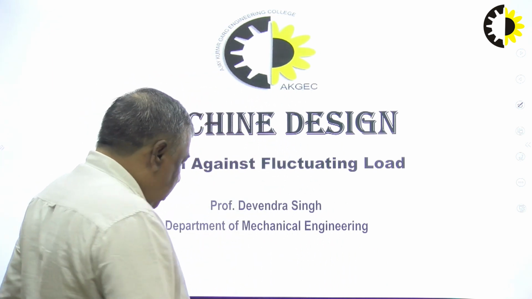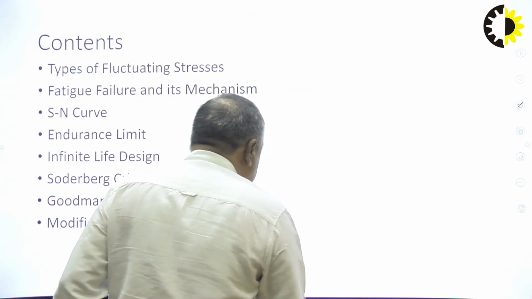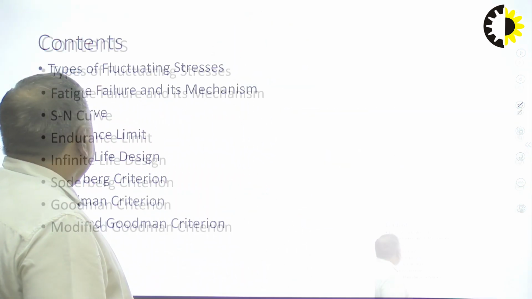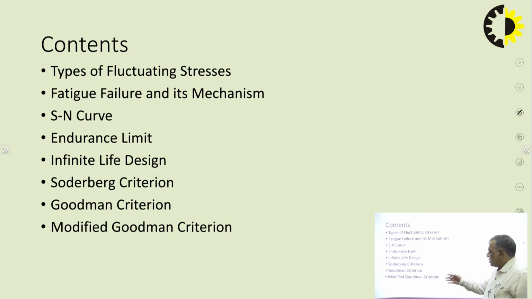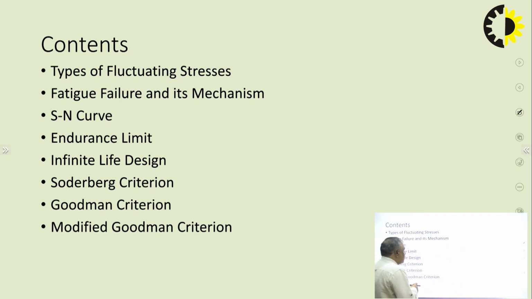This lecture will include the types of fluctuating stresses, then fatigue failure and its mechanism, then the SN curve, then what is endurance limit, then infinite life design concepts and the various criteria we use for design purposes: Soderberg criteria, Goodman criteria, modified Goodman criteria. So I will try these topics in this lecture.